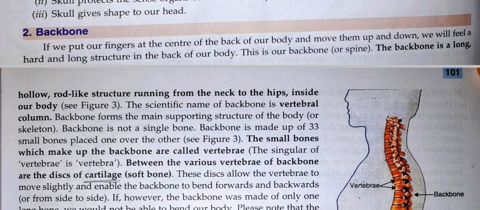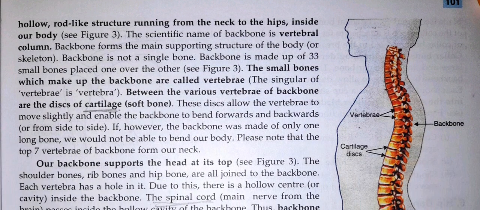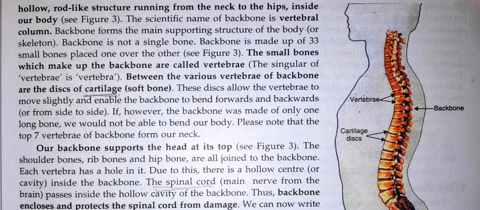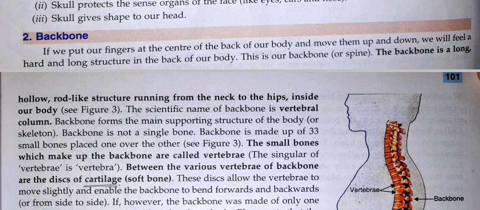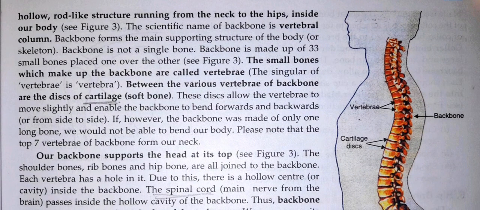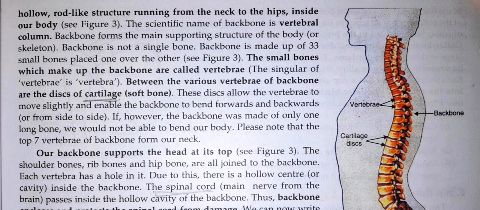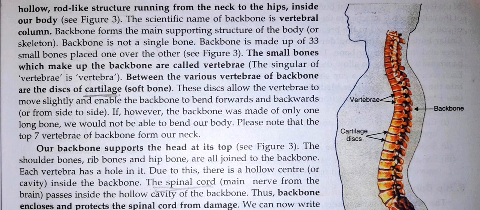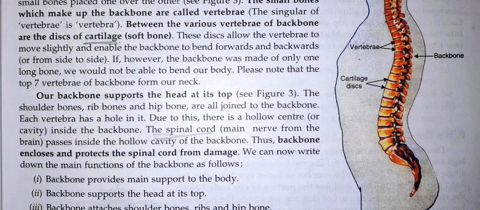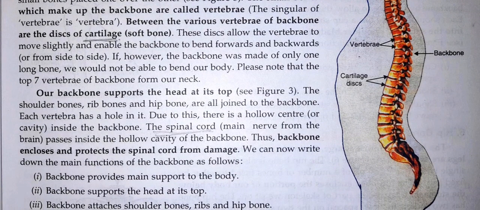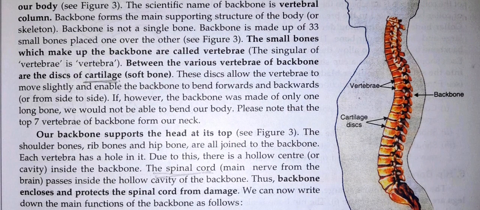The backbone, what is the backbone? Here this dark bold letter, that is the answer. The backbone is a long, hollow, rod-like structure running from neck to the hips inside our body. See here the figure it is given. Neck से लेके hip तक जो rod-like structure it is running, that is called the backbone. At the last it will look like a tail. See, complete figure of that backbone.